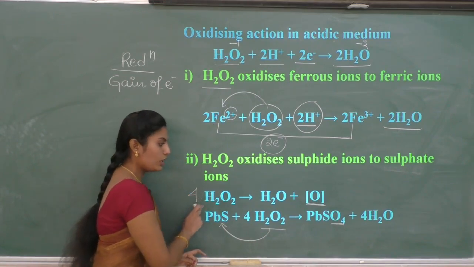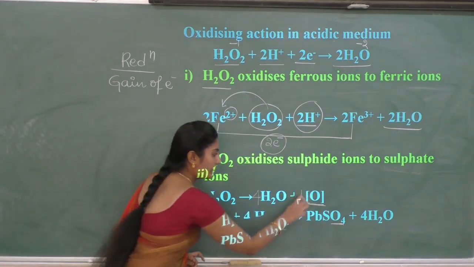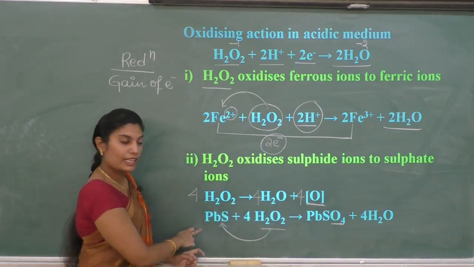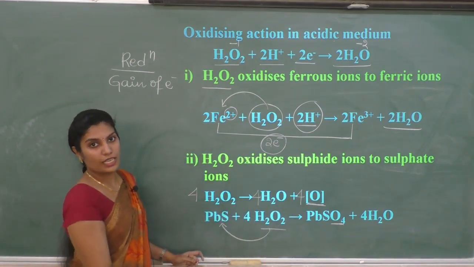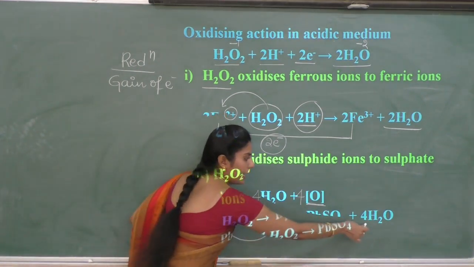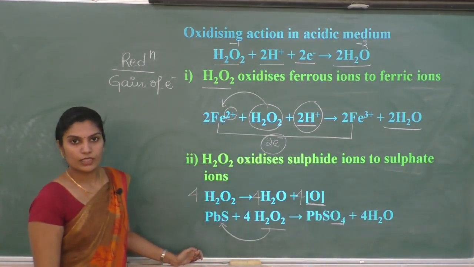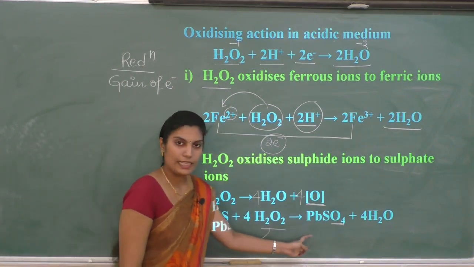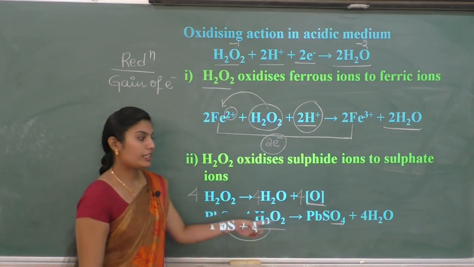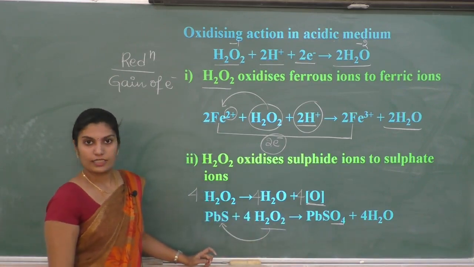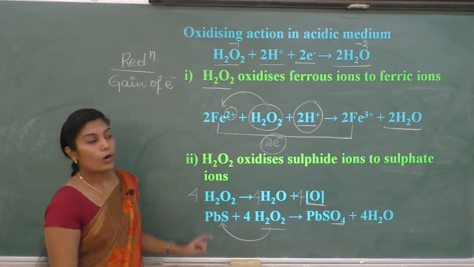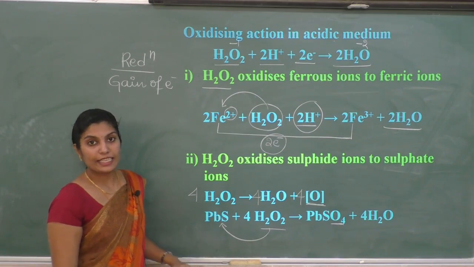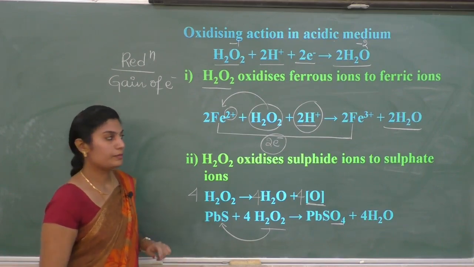4 H2O2 gives 4 water molecules and 4 nascent oxygen. Those 4 nascent oxygen are taken up by the lead sulfide, and it is oxidized to lead sulfate, and we are going to get 4 water molecules. It is oxidizing the lead sulfide to lead sulfate and itself undergoing reduction. Clear? This is about the oxidizing action of hydrogen peroxide in acidic medium.